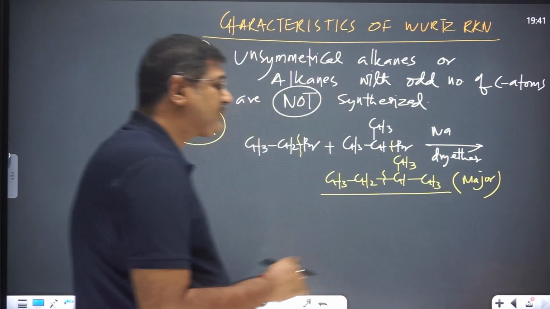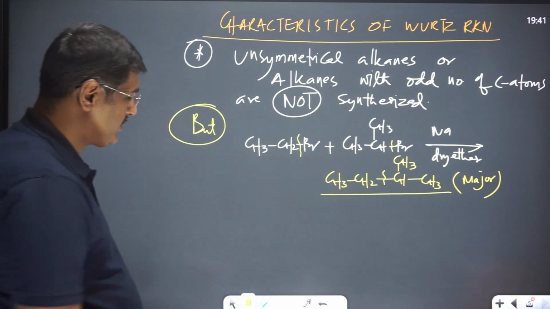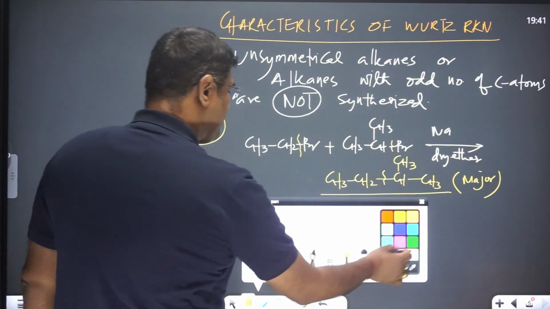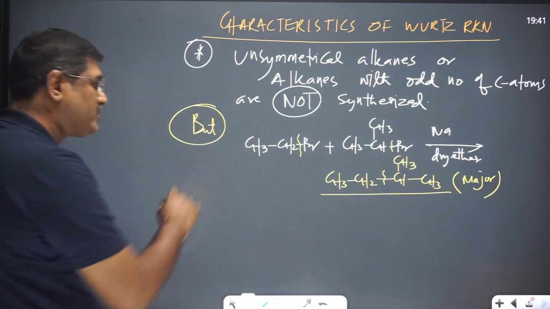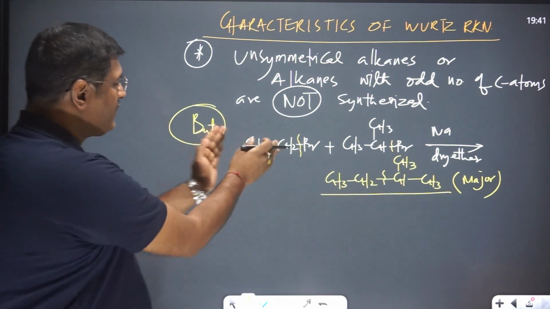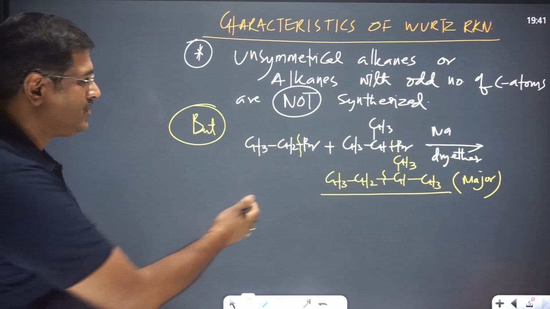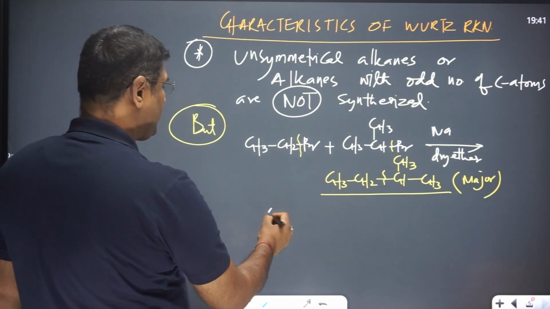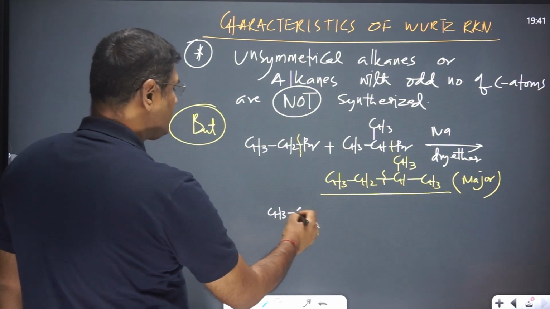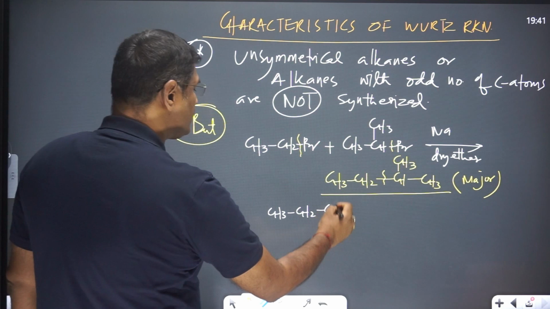What are the other products? Let's take what the other products are. For that, you see that self-coupling will take place here. Okay? On self-coupling we get CH3CH2CH2CH3.